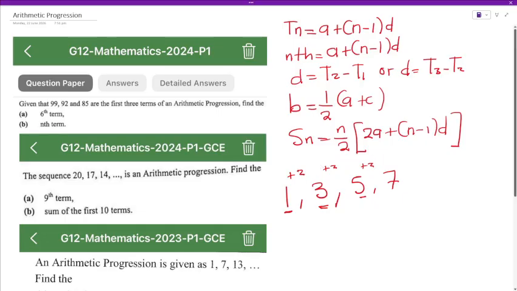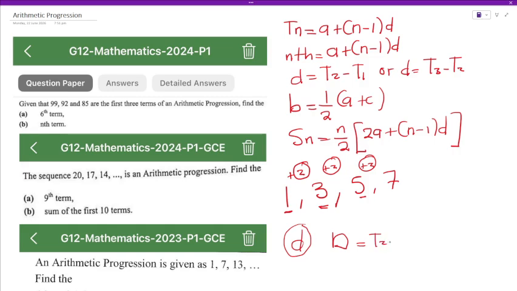Now this same number you keep adding doesn't change. That number you keep adding is called the common difference, and it is represented by the small letter d. Don't write something like this, capital T is equal to t2 minus t1. This is wrong. Formulas in mathematics are case sensitive. What do I mean? This is case sensitive.